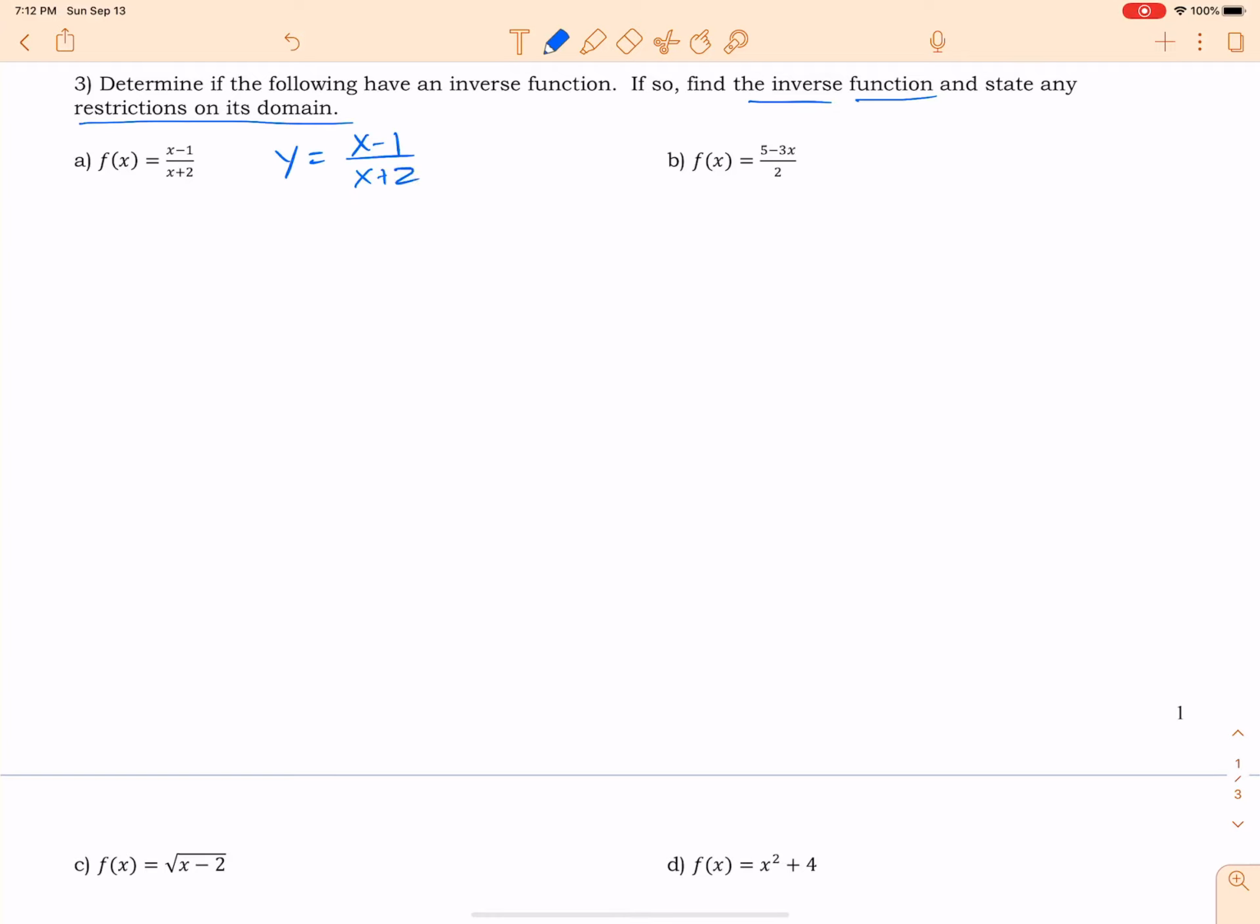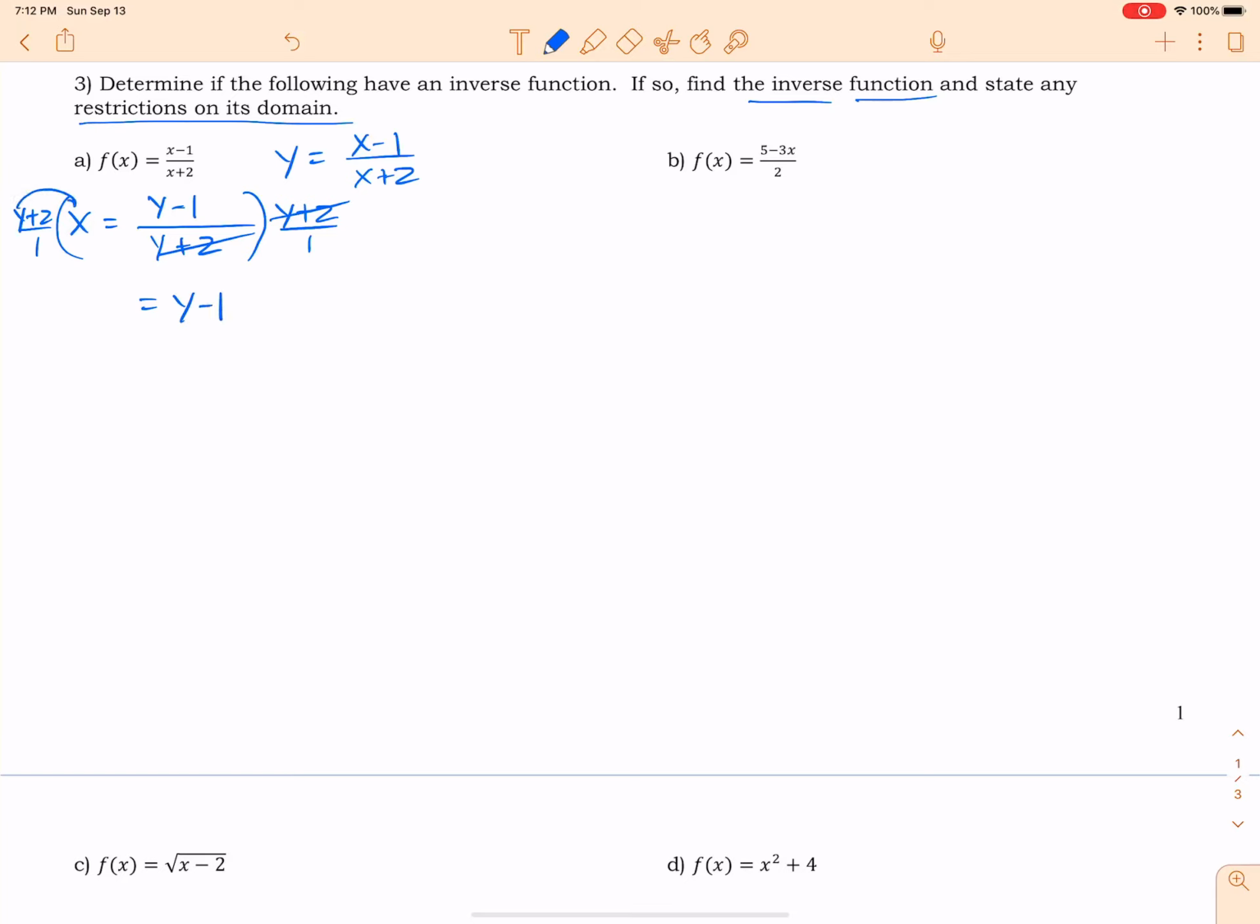Okay, so this very first one here, we can think of this as y equals x minus 1 over x plus 2. So essentially all we're going to do to find the inverse is switch the x and the y algebraically. And this one's ugly because it's a fraction. So the very first thing I want to do is eliminate the fraction. So I want to multiply both sides of my equation by the denominator.